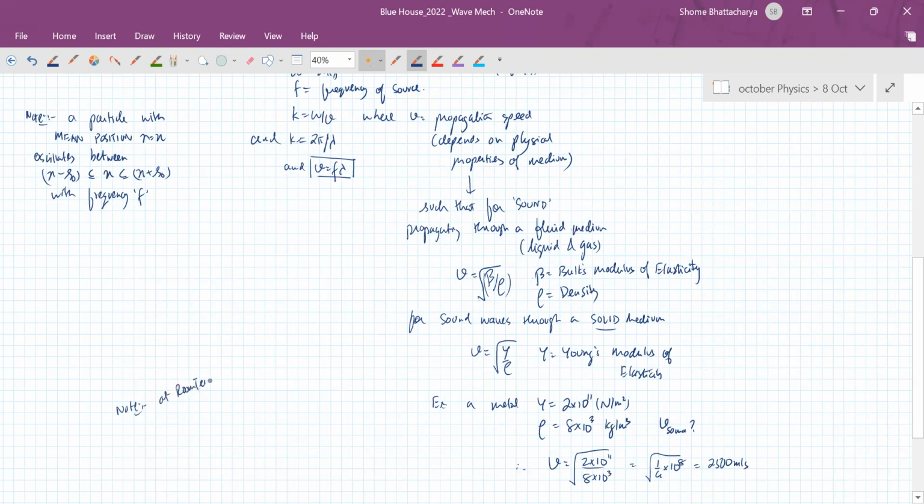At room temperature, speed of sound through air is approximately 340 meters per second. So sound propagates much, much faster through metallic media, or for that matter, any solid medium. Even any liquid medium, because Bulk's modulus is large comparatively for liquids, and Young's modulus is pretty large, especially for metallic type of solid materials.